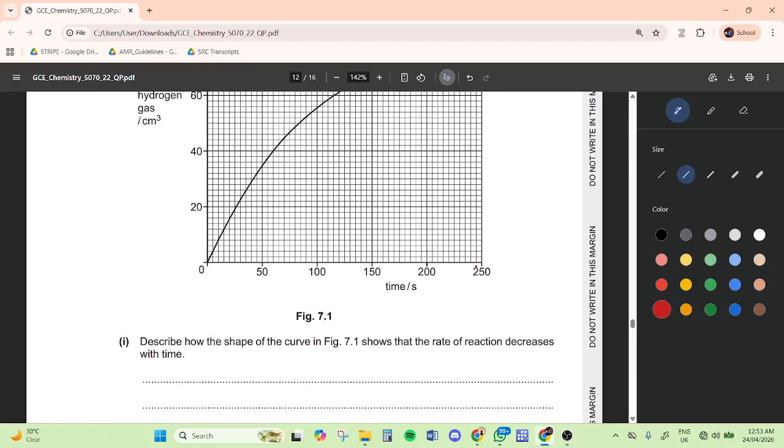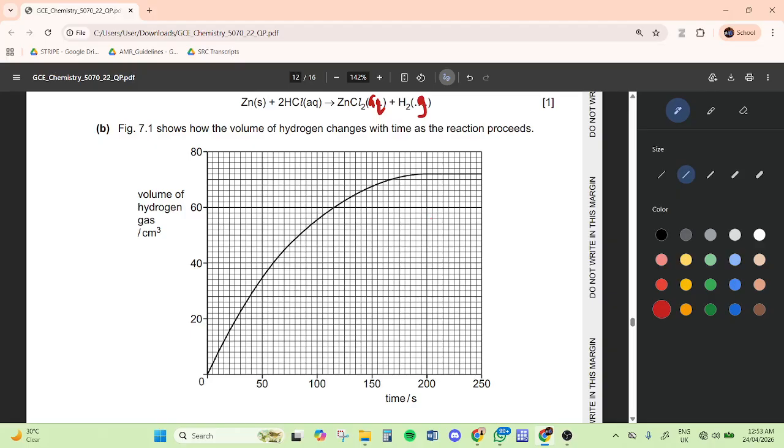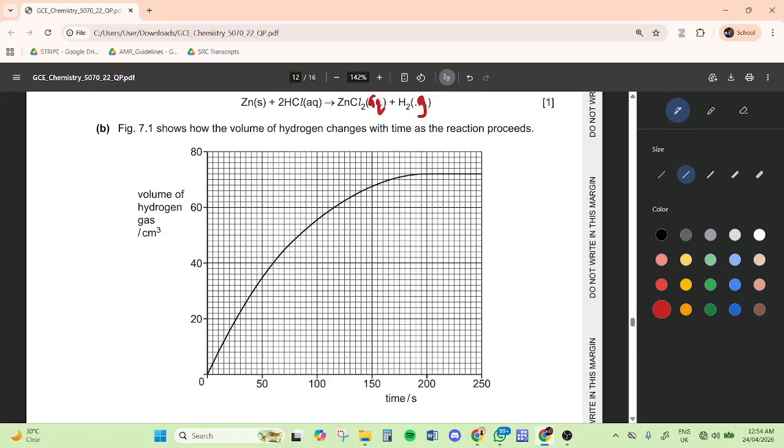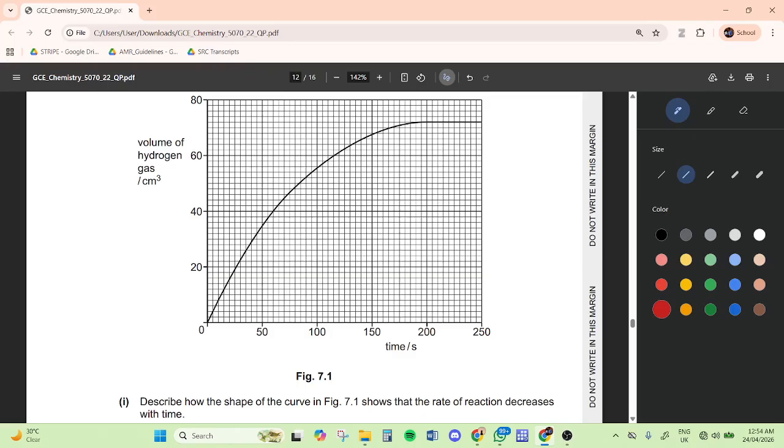So we've got a graph over here. Let's see what the graph is showing. It shows how the volume of hydrogen changes with time as the reaction proceeds. Describe how the shape of the curve in figure 7.1 shows that the rate of reaction decreases with time. Since you have volume of hydrogen gas along with time, the gradient gives you the rate of reaction.